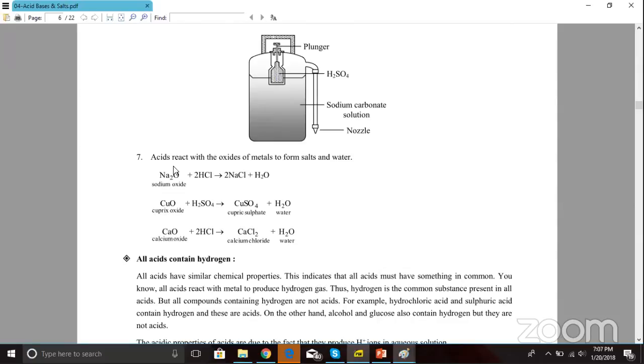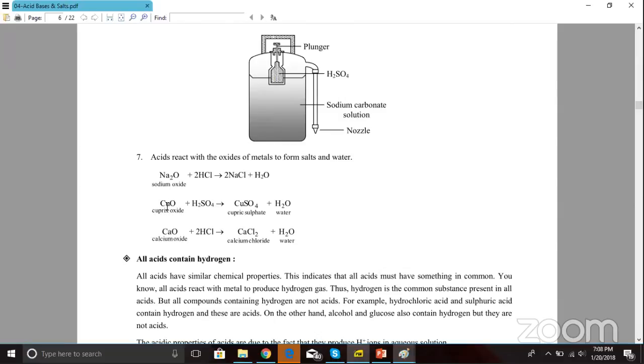Next one. Acids react with the oxides of metals to form salts and water. So this is Na2O, sodium oxide. The metallic oxide is always a basic oxide, because when you dissolve it in water, we get NaOH, which is nothing but the base. So Na2O reacts with the HCl. Actually, this is a base and acid reaction. We'll get NaCl plus H2O. This is the neutralization reaction, because the acid reacts with the base.